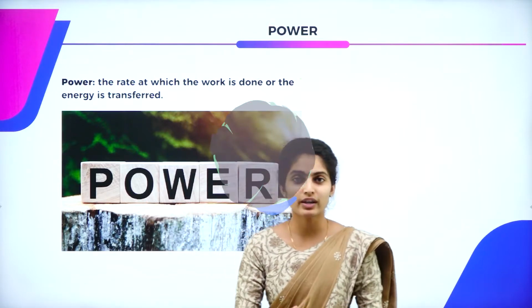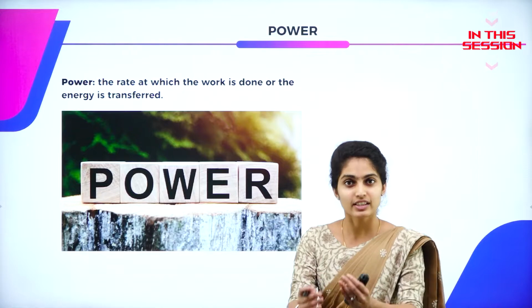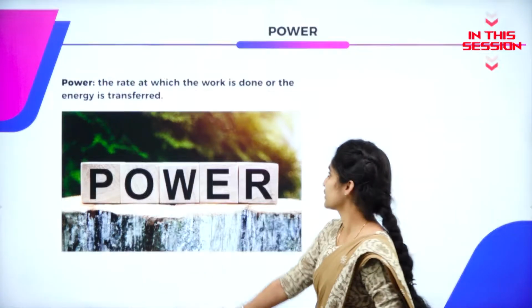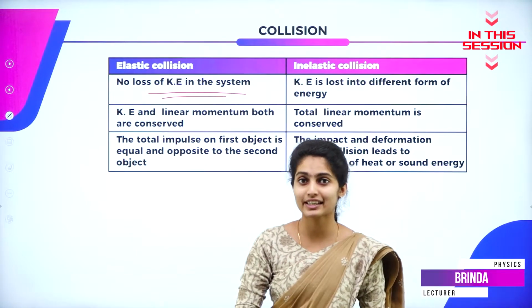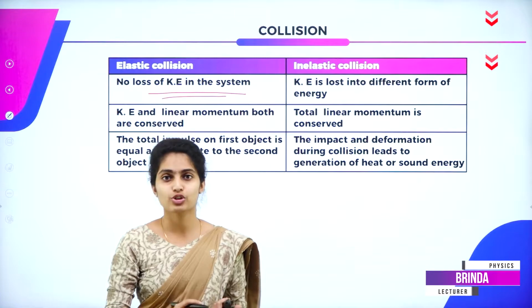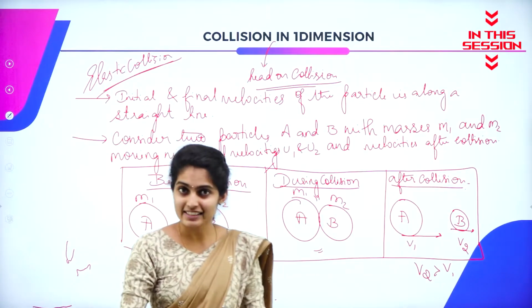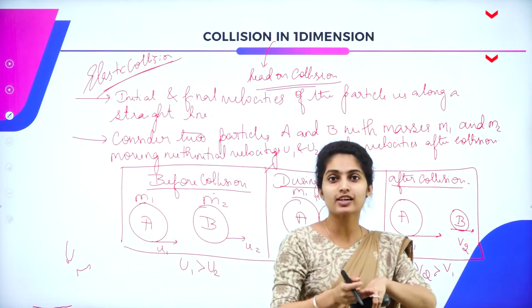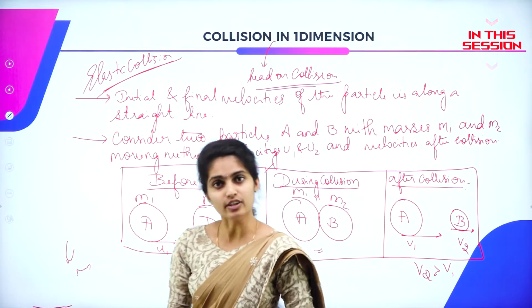So power is the one which is used in order to exert certain energy, that is the force applied on an object. On the contrary, you can say that there is loss of kinetic energy, but it is transformed to thermal energy or sound energy or any other forms of energy. Elastic collisions, there are two things which are conserved, that is kinetic energy as well as the linear momentum.